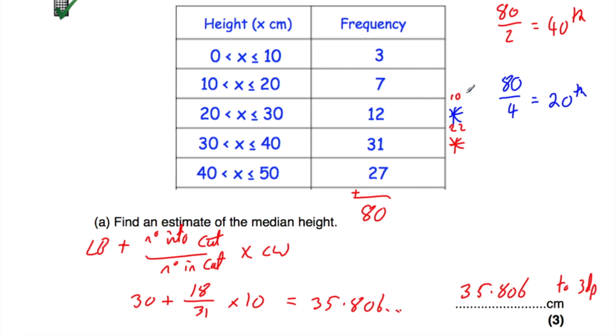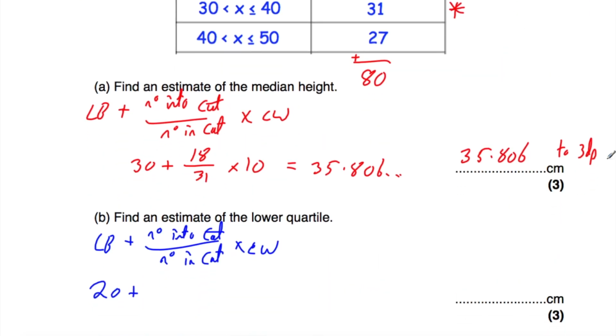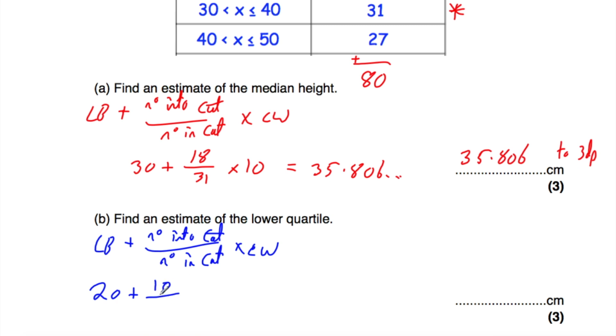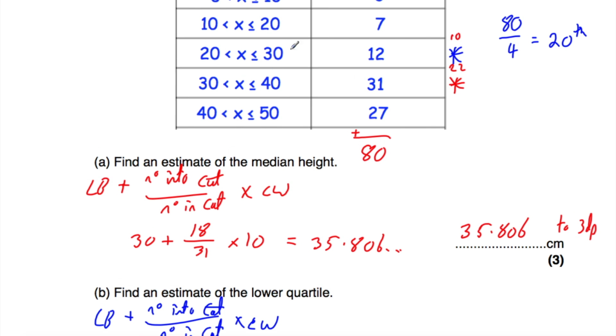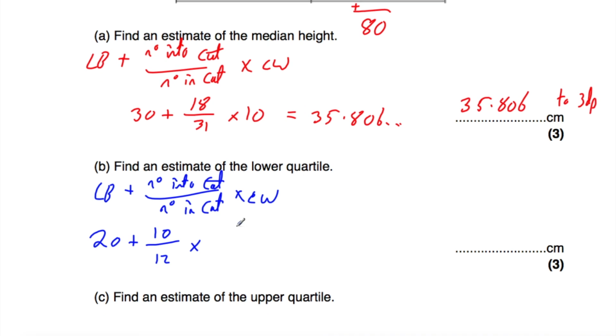We need to find the 20th one, so we need to go another 10. So we're going to go 10 into this category, and there's 12 altogether. So we need to go 10 into the category, and the number in the category is 12. And we're going to times that by the class width. If we have a look at this class, it's 10 wide. So we're going to multiply by 10. And then if we just work this out, this will give us our estimate for the lower quartile.